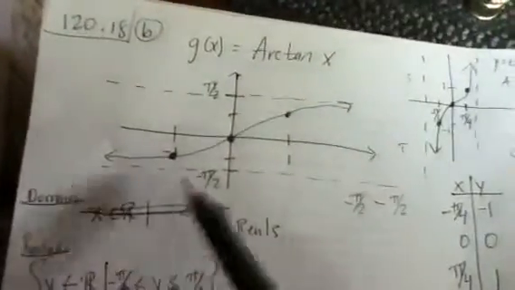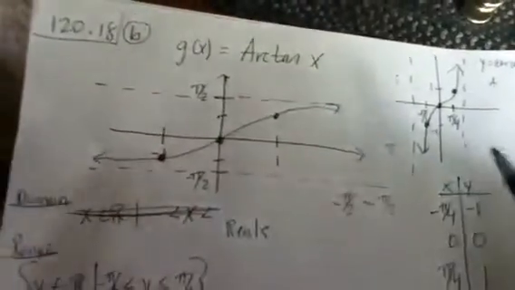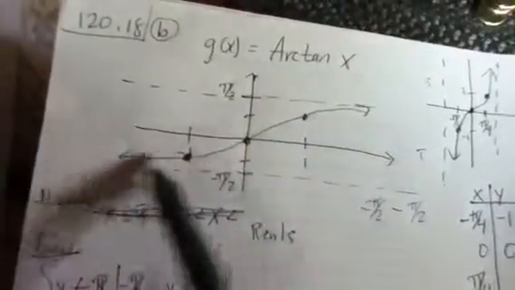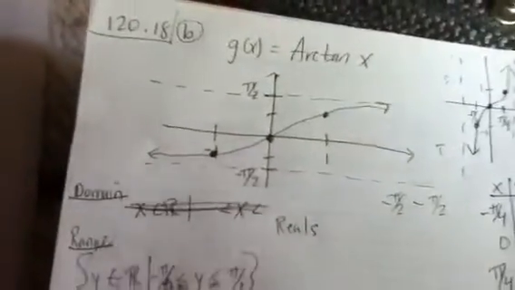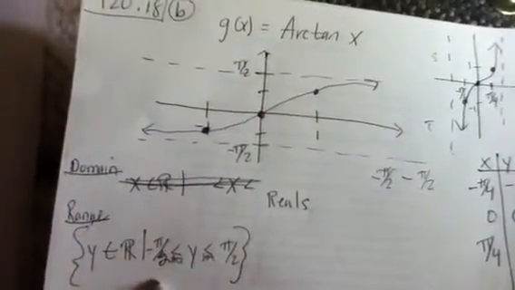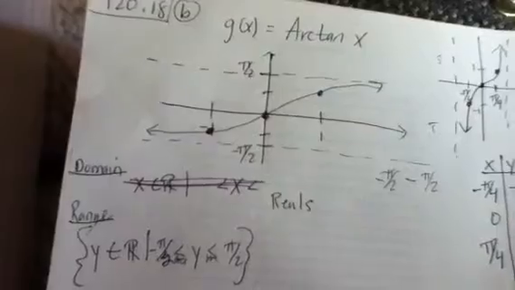At first I was going to say the domain is in between -1 and 1, but then I realized the graph goes on forever and ever, so the domain is the reals, and the range is in between -π/2 and +π/2. Next one.